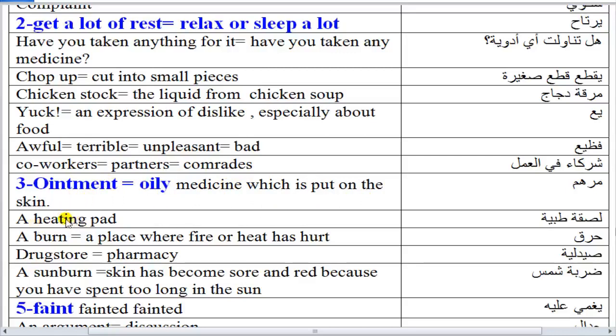A heating pad. Heating, the T is a soft D. British heating, a heating pad.